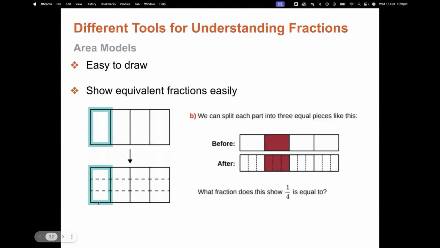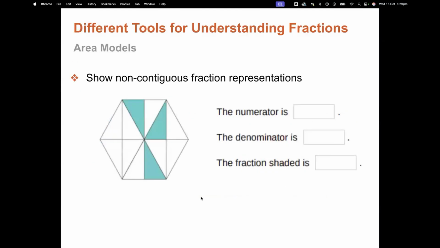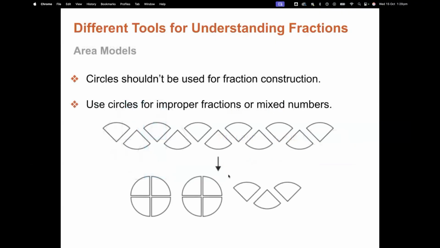Again, I'm not using an algorithm or any sort of multiplication. I'm just using a model to show that equivalence. Here's another example, and this is what's called a non-contiguous case, which means that the shading is not next to one another. But again, one important thing about this one is we're connecting the language. What's the numerator? Well, it's the number of shaded parts. What's the denominator? It's the total number of parts, and so the fraction is going to be what? It's 3 over 12 or whatever it is.